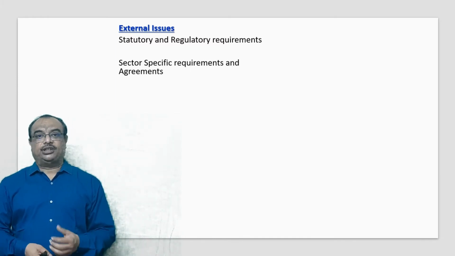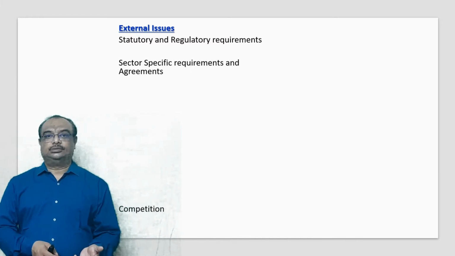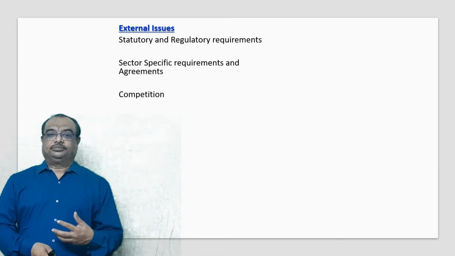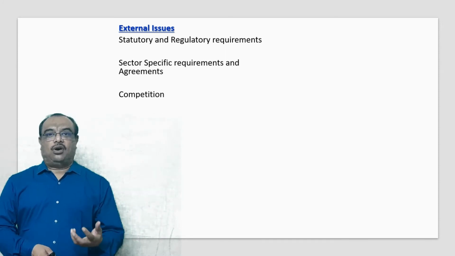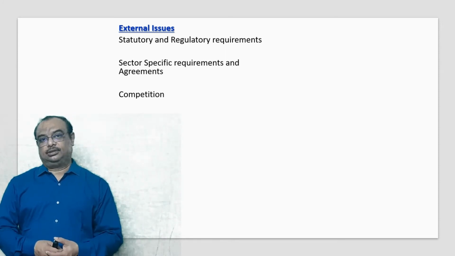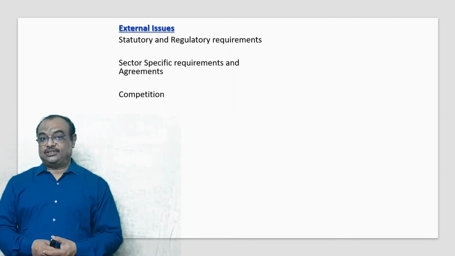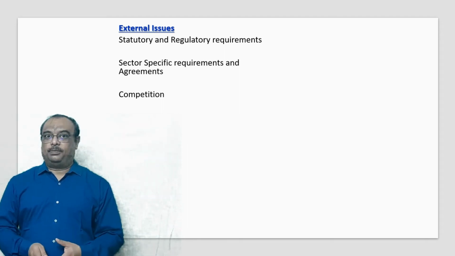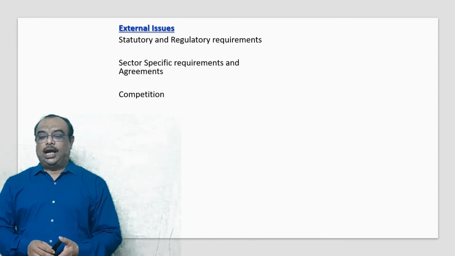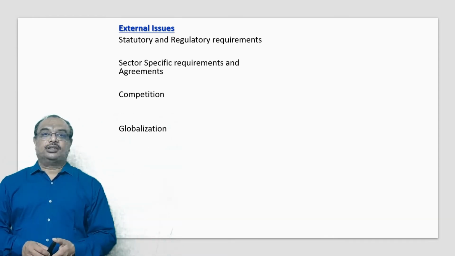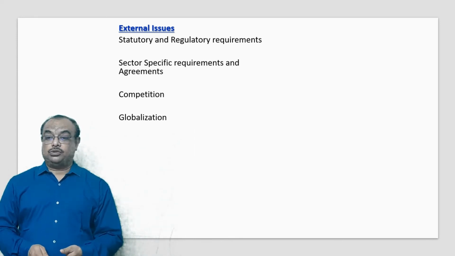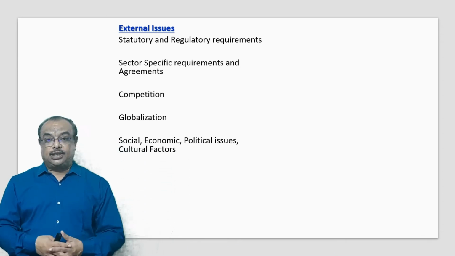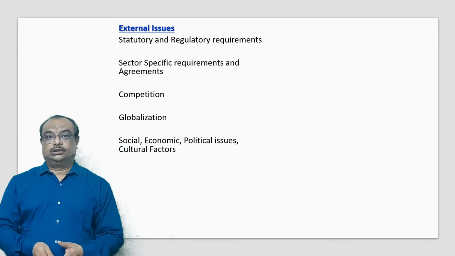And competition is also one of the external issues. Our competitors are related to technology, related to cost, and they are competitive with us. So this is also one of the external issues which can impact our business. So it is also important to understand competitiveness and globalization. This is also one of the issues, along with social, economical, political, and cultural issues. These are also some of the external issues.